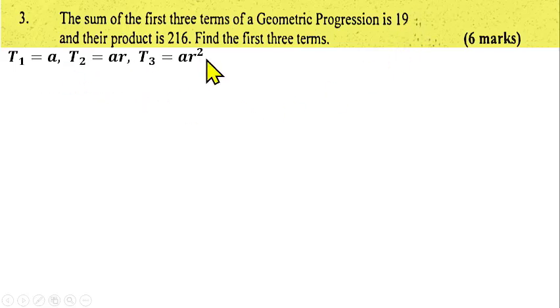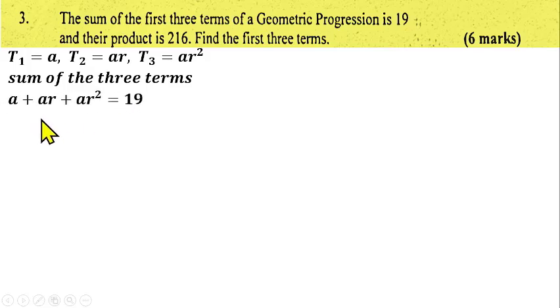So if you add all these 3 terms together, that should give us a plus ar plus ar squared equals 19. Then they have something in common that we can factorize, which is a. So we have a into 1 plus r plus r squared equals 19, because a in a will give us 1, a in ar will give us r, a in ar squared will give us r squared. And also we are told that the product of these 3 terms will give us 216.